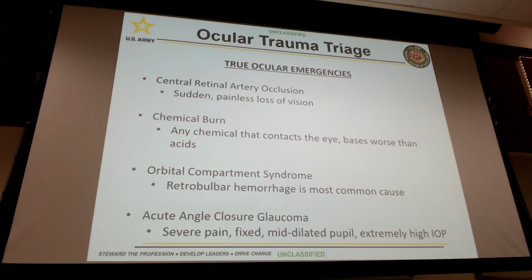Orbital compartment syndrome, again, that is where there's bleeding behind the eye. And that bleeding is going to cause the eye to bulge forward. There's going to be swelling of the lids. You have to perform that lateral canthotomy canthelysis. We'll talk a little bit more about that here in just a sec. But that's going to be something that you have to do right away.